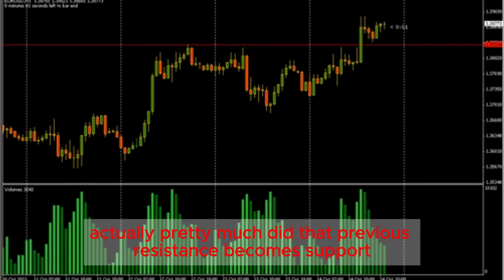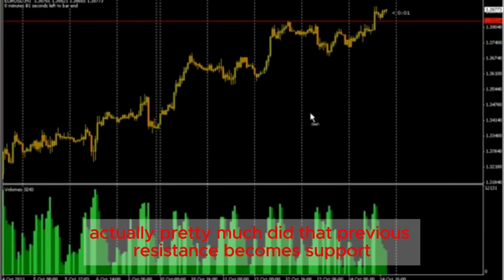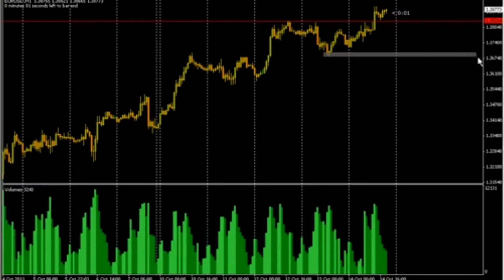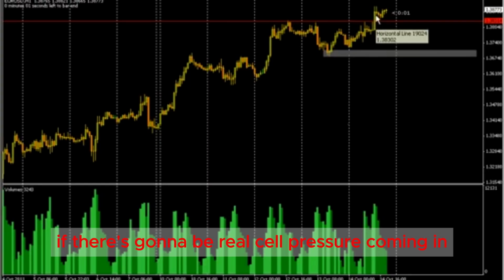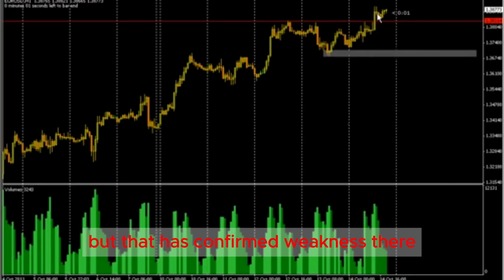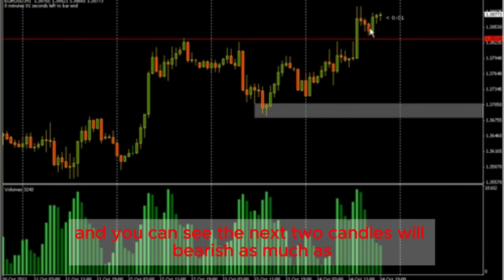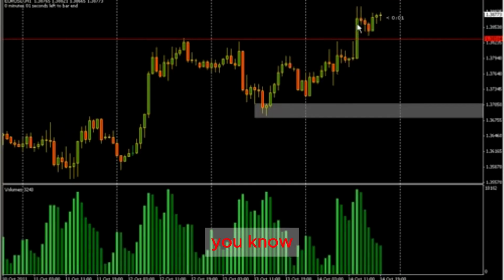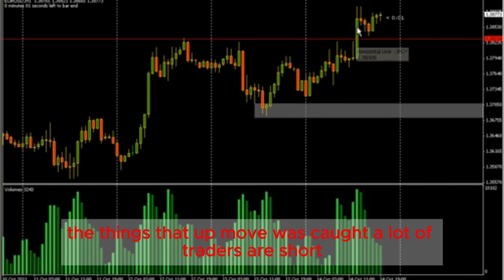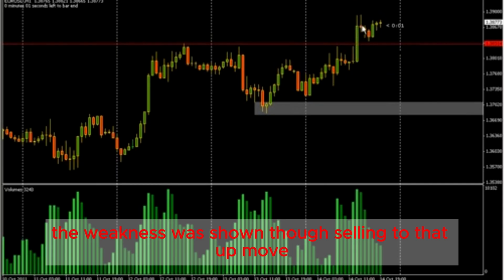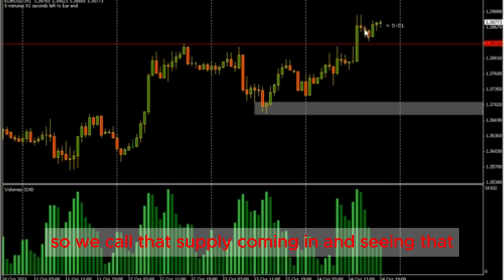Oh, I actually pretty much did that. Previous resistance becomes support. I could possibly come and test this level if there's going to be real sell pressure coming in, but that has confirmed weakness there. Well, you saw that candle pattern, and you can see the next two candles were bearish. As big as that up move was, it caught a lot of traders who shorted, and the weakness was shown by the selling into that up move. So we call that supply coming in, and seeing that could be the start of a distribution phase.